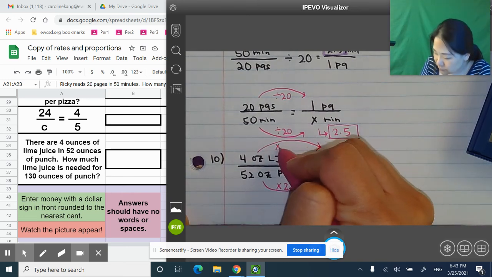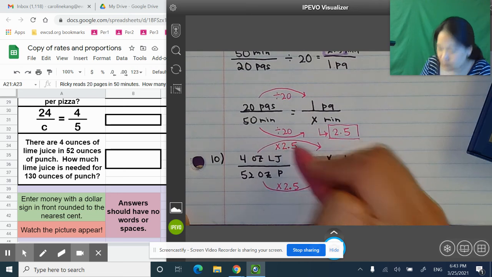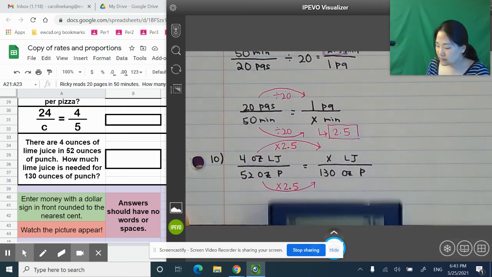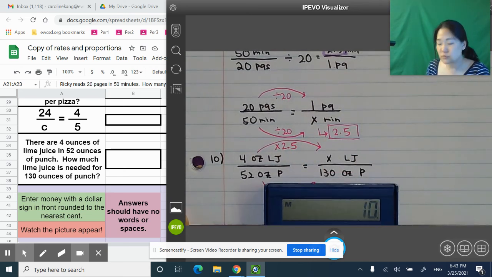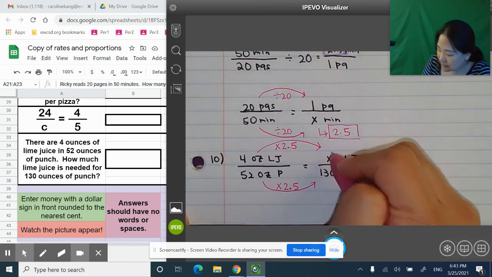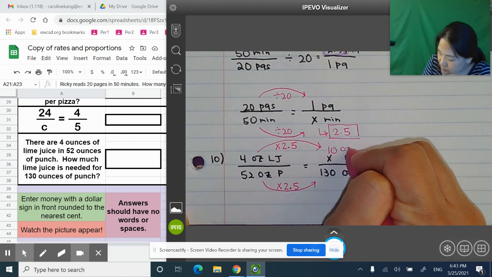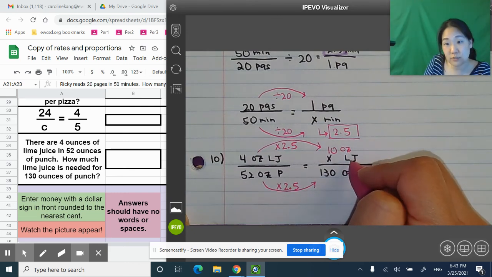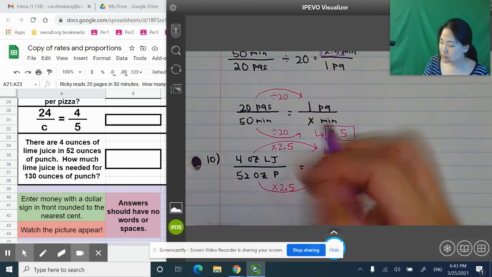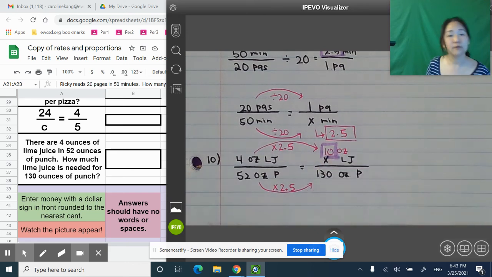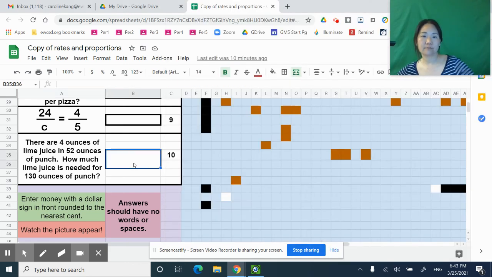So if I do 4 times 2.5, and if you cannot do that in your head, you can just use your calculator and it gives you the answer, which is 10 ounces of lime juice. But you just need to write the number. So it'll be 10. Let me actually try that. 10.